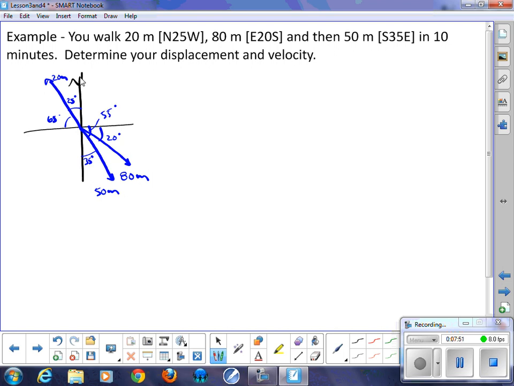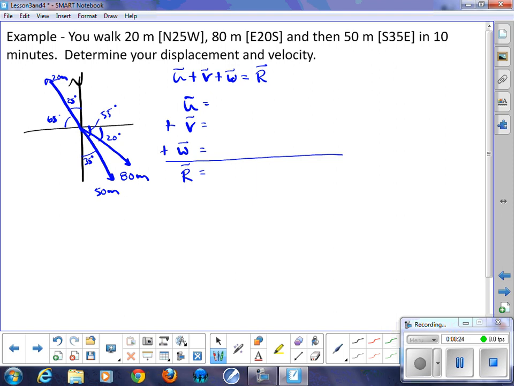So determine your displacement and your velocity. So I'm going to be combining a couple things back from grade 10 here. So displacement, again, will be first vector plus second plus third, which will represent our resultant, equal to the resultant vector. So that means I can just go ahead and stack my vectors. I just got to be careful of the resulting signs here.